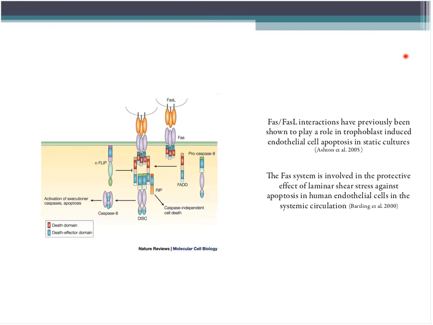Okay, so finally we wanted to look at why shear stress would affect apoptosis. We know from previous work that Fas-Fas ligand interactions are involved in trophoblast-induced endothelial cell apoptosis in static cultures, but are also involved in the protective effect of shear stress against apoptosis in endothelial cells in the systemic circulation. So this is really always going to be our key target molecule of interest in this case.